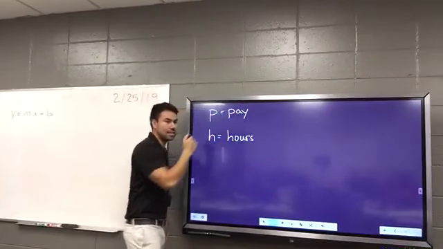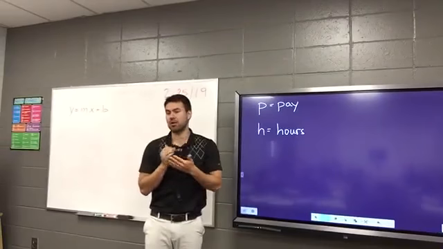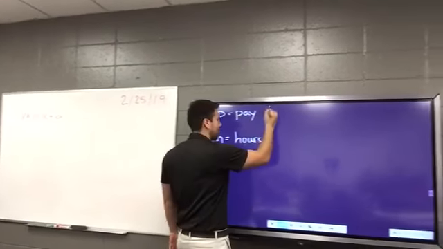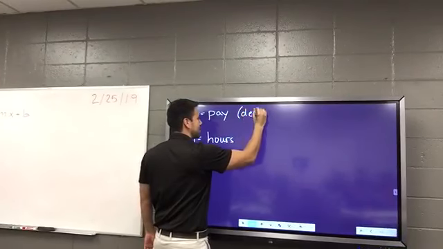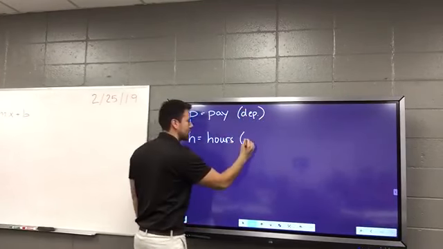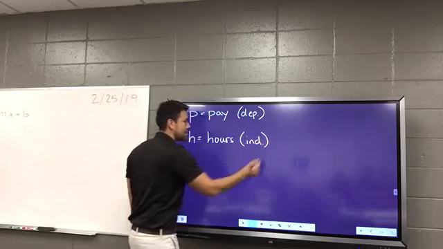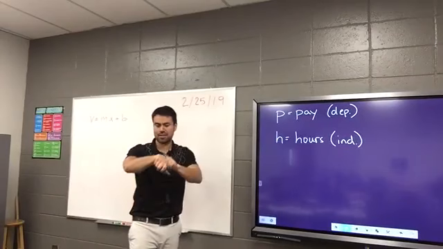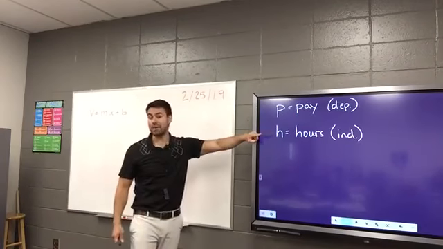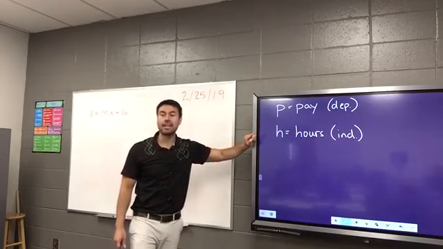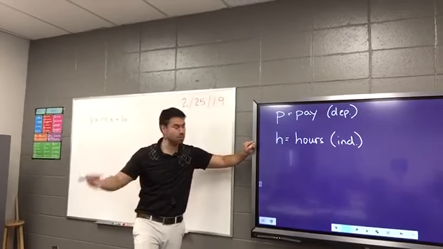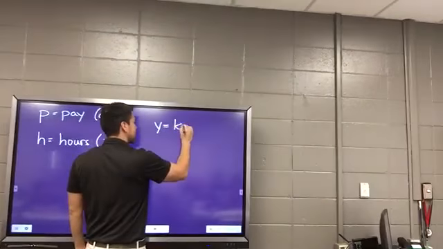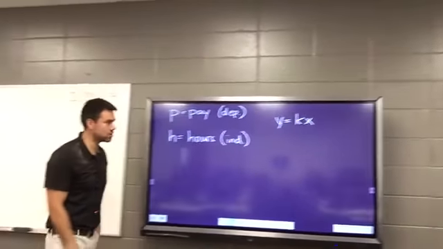What's pay representing then? Independent or dependent variable? Dependent. This is your dependent. If you need to, put dependent right there. And what's your hours? Independent. By the way, you know what hours is also known as? Time. And time is almost always independent, right? Does that make sense? Okay, here's my equation, y equals kx. That's my direct variation equation.